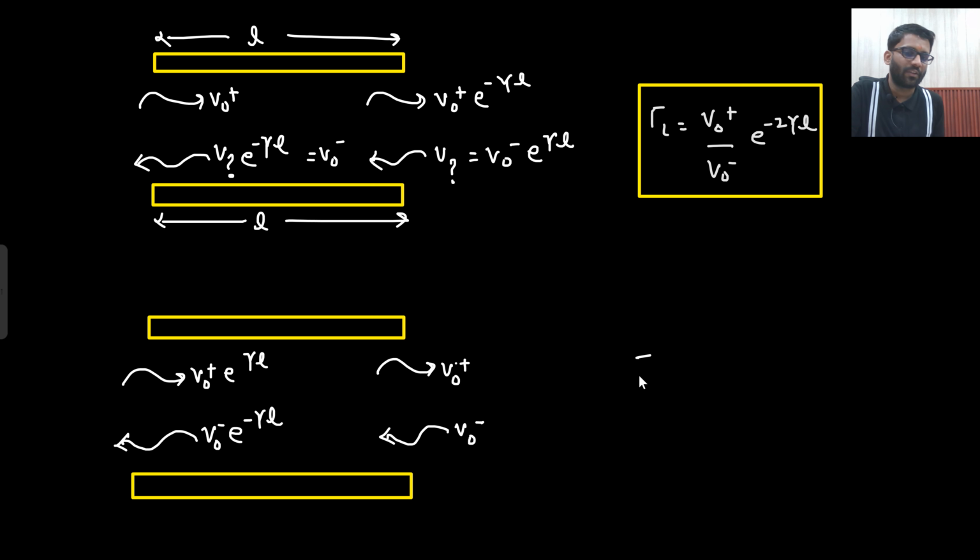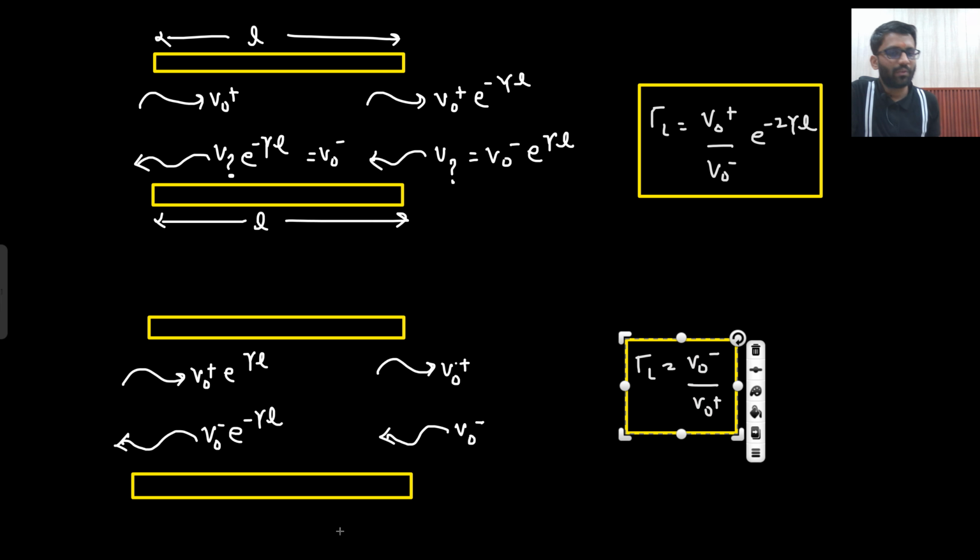So here what was our reflection coefficient at load? It was V naught minus divided by V naught plus. But both eventually would give us the same expressions only. So whatever analysis that we did, that was absolutely correct.